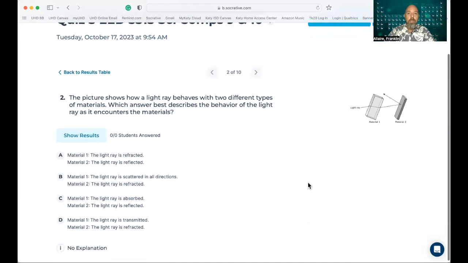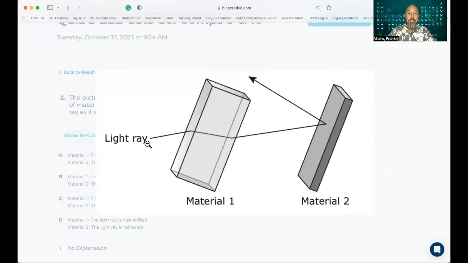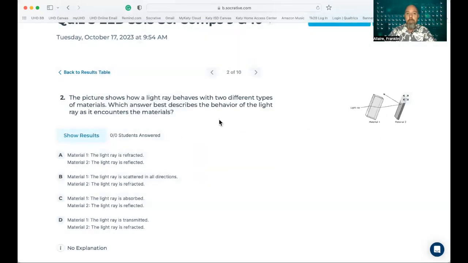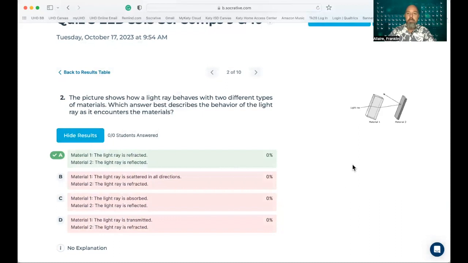Question number 2, we have a picture that shows how a light ray behaves with two different types of materials. Here's our light ray, and we can see when it hits material 1, and it doesn't matter what material that is, it is bent, and then bends again as it's coming out of that material. It hits material 2 and bounces off of it. So which answer here best describes the behavior of the light ray as it encounters these 2 materials? And the correct answer, again, is going to be A.